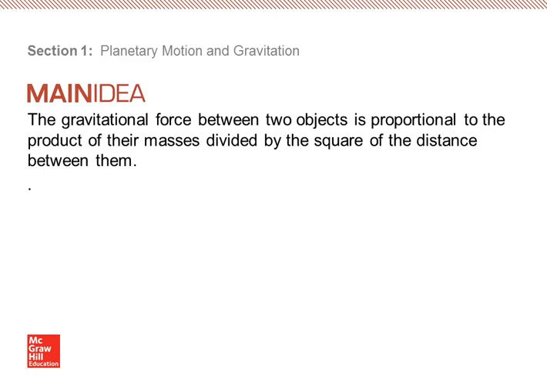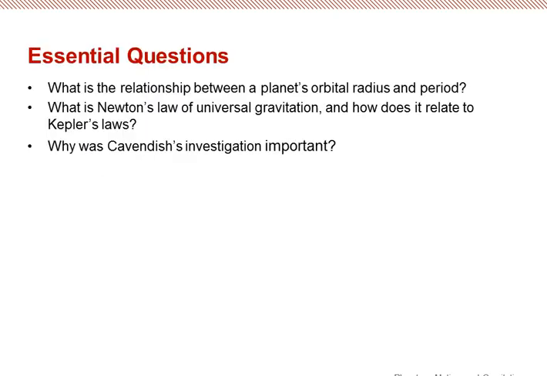In this video, we're going to begin Chapter 7 and look at Section 1, Planetary Motion and Gravitation. The main idea of this section is that the gravitational force between two objects is proportional to the product of their masses divided by the square of the distance between them. A few essential questions we're going to answer are: what is the relationship between planets' orbital radius and period, what is Newton's law of universal gravitation and how does it relate to Kepler's laws, and why was Cavendish's investigation important?